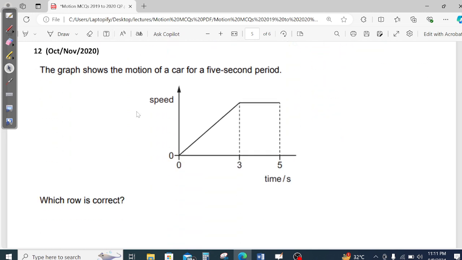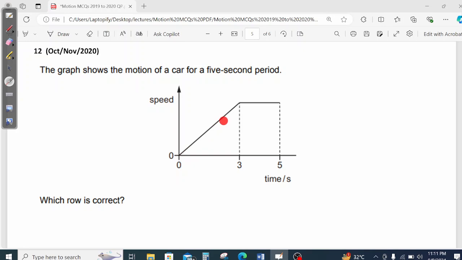The graph shows the motion of a car for a 5-second period. Which row is correct? And I will give you understanding of the graph. If you look at this one, at 0 the body is starting from rest, and then in the first 3-second interval the body is moving with constant acceleration.